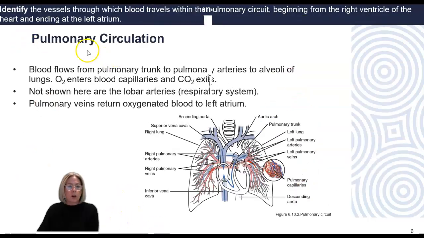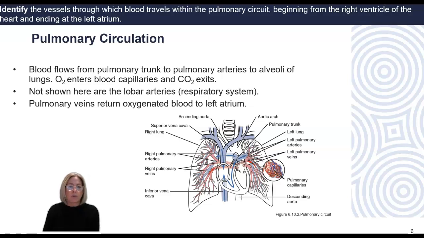Okay, so let's have a little bit of a closer look at the pulmonary circulation. As I mentioned to you, blood flows from the right side of the heart into the pulmonary trunk, and the pulmonary trunk branches to form the right and left pulmonary arteries. Those arteries then take that blood towards the lungs, and they continue to divide, eventually becoming smaller and smaller arterioles, and then the capillary beds that wrap around the alveoli of the lungs. Oxygen enters the blood capillaries and carbon dioxide leaves.